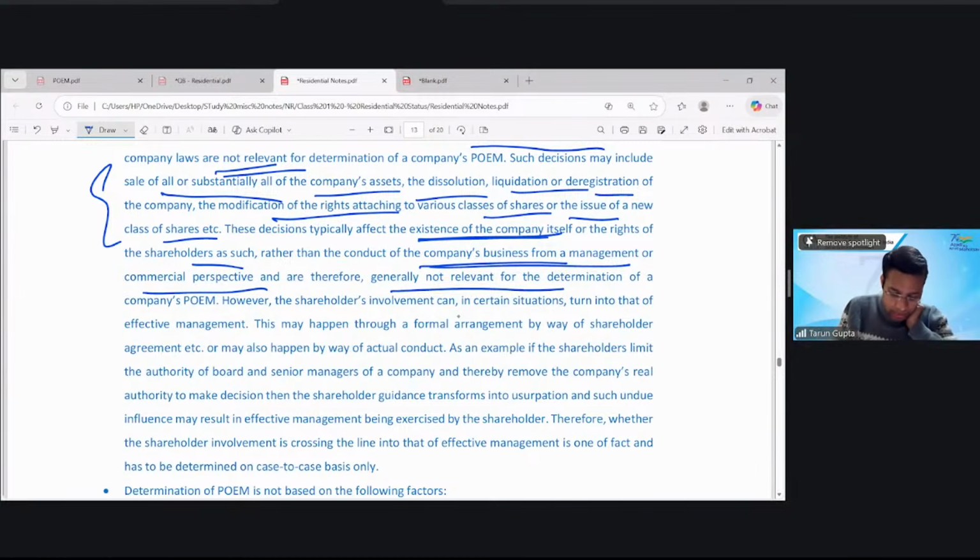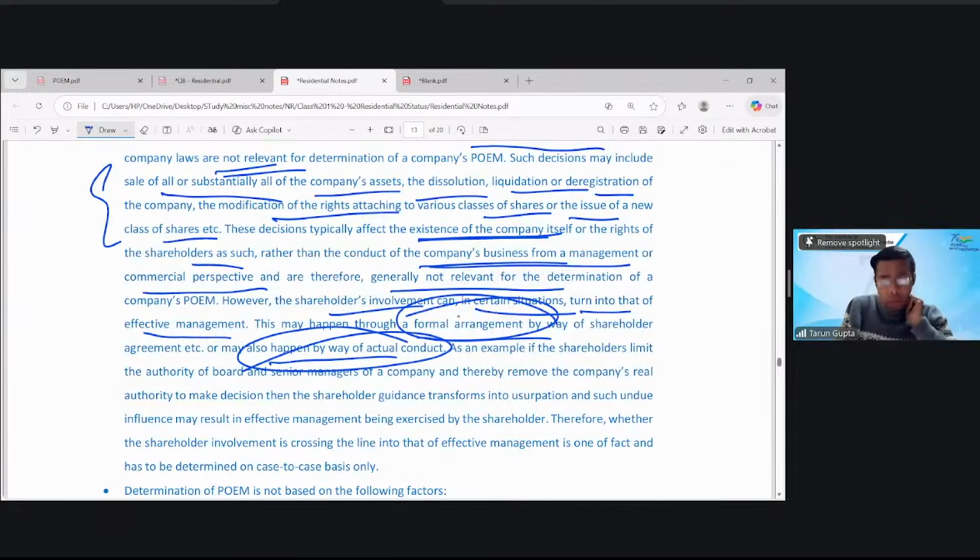However, it may happen that shareholder involvement can in certain situations turn into that of effective management. So generally it doesn't, but it may happen that the shareholder decides to take the complete management and commercial decisions. This may happen through formal arrangement by way of a shareholder agreement, or may also happen by actual conduct. So I told you it may be de jure or de facto; the form is not relevant. What is on the ground is relevant.